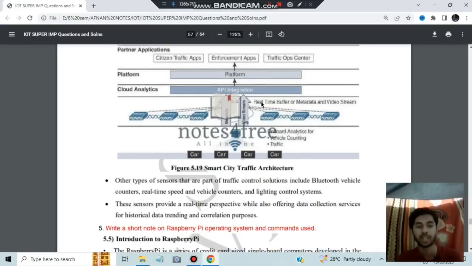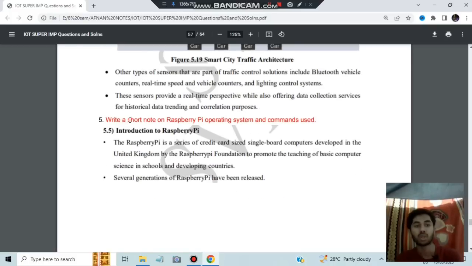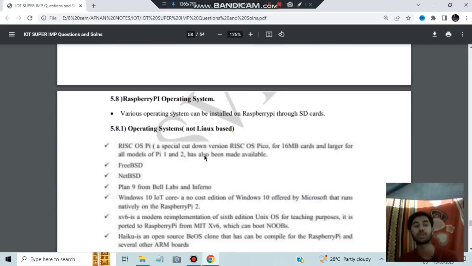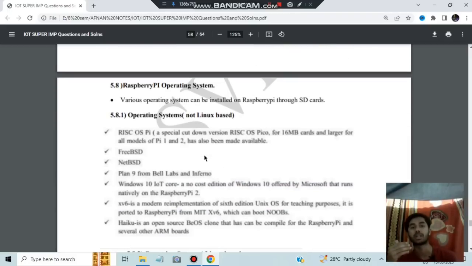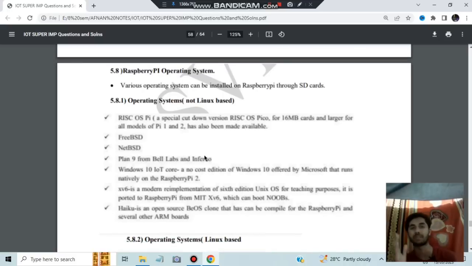Okay, moving on, we have the question: write a short note on the Raspberry Pi operating system and the commands used. Two things: what is Raspberry Pi, what is the operating system, and what are the commands used. So, introduction to Raspberry Pi. It's a credit card sized programmable board which is used for doing automations. Like how we did in Arduino, in the same way Raspberry Pi is also there. Okay, just slight differences there.